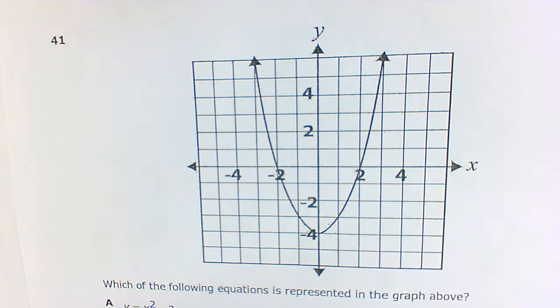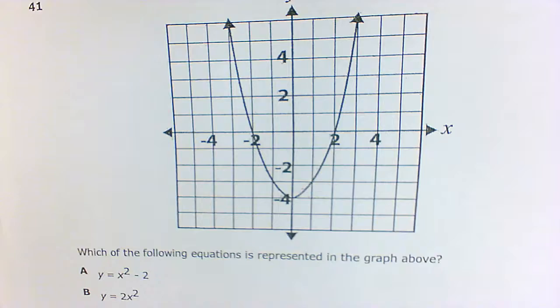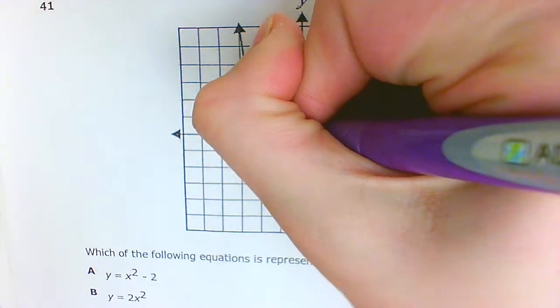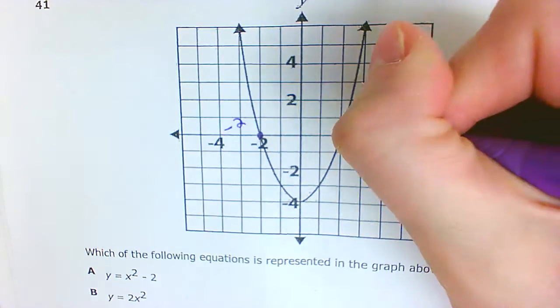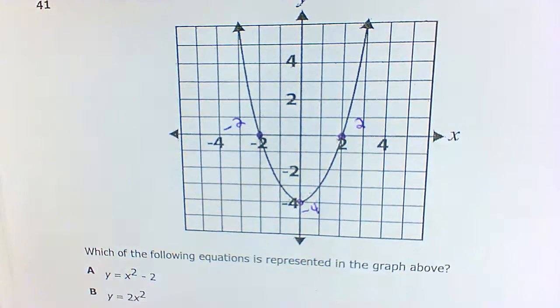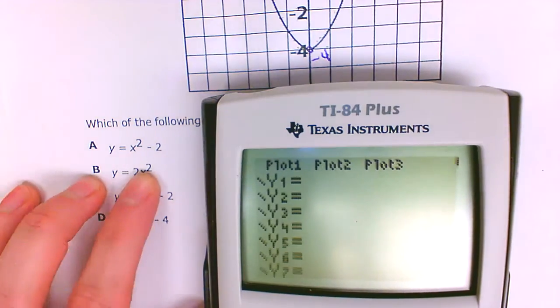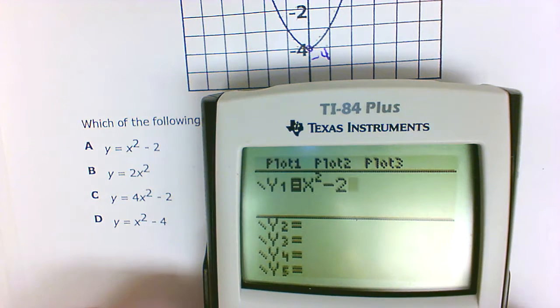2017 Spring Benchmark, problems 41 through 54. So number 41, which of the following equations is represented by the graph above? Now when I look at this graph, I notice three things. There's an x-intercept at -2, there's one at +2, and there's a y-intercept at -4. And since they gave me equations, I'm going to go ahead and plug it into my calculator and see which one has all of those things.